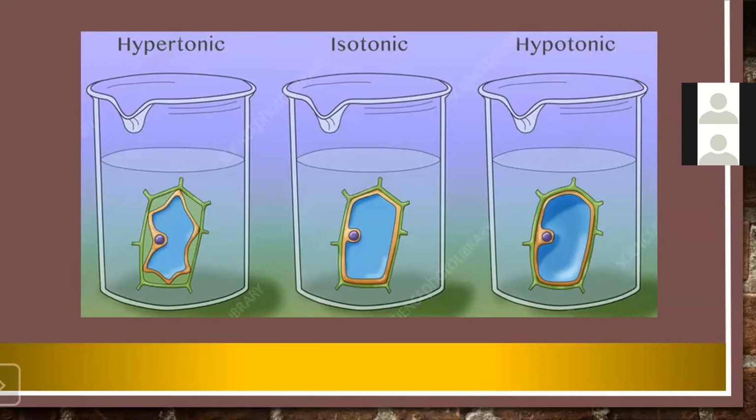Then for the case of the isotonic, again, I'm using the phrase net movement. In the isotonic solution, there is no net movement of water molecules. In a hypertonic solution, there is net movement of water molecules from the plant cell to the surrounding solution. And then for hypotonic solution, the last one, there is net movement of water molecules from outside into the plant cell.